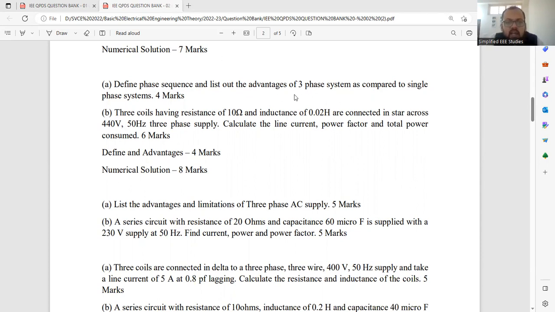Similarly, what are the advantages of three-phase system? You have to mention the advantages. One advantage I can tell you: you know the three-phase induction motor. Three-phase induction motor is self-starting, whereas single-phase induction motor is a non-self-starting device. So for high power application, three-phase induction motor is advantageous as compared to single-phase induction motor. Like that, you can give some important points.